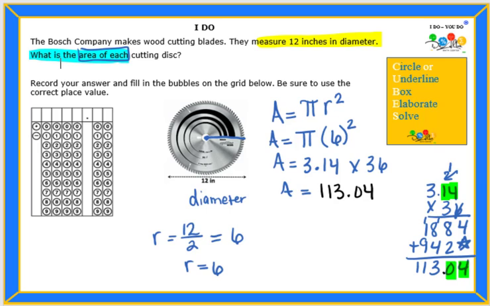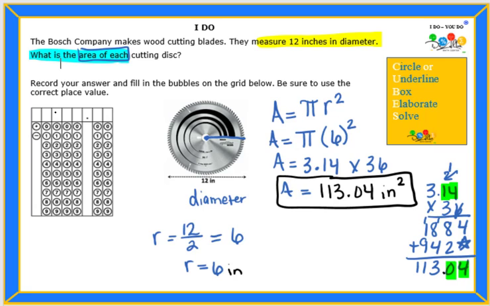Now remember our units? Our units were in inches. But since this is area, and we multiplied the radius, which was in inches, times itself, we multiplied inches times inches, and our area is inches squared. Anytime we have area, our units are square units. So our answer is 113.04 square inches. We will put this number into our grid.